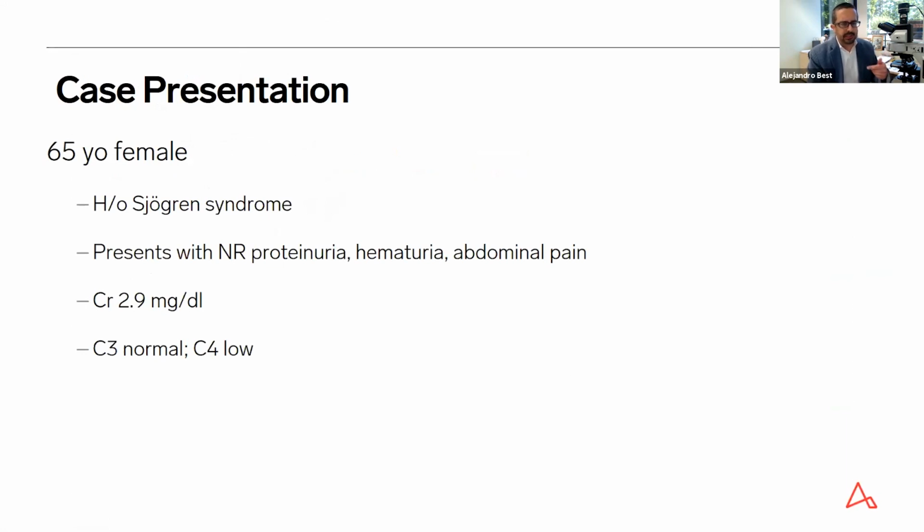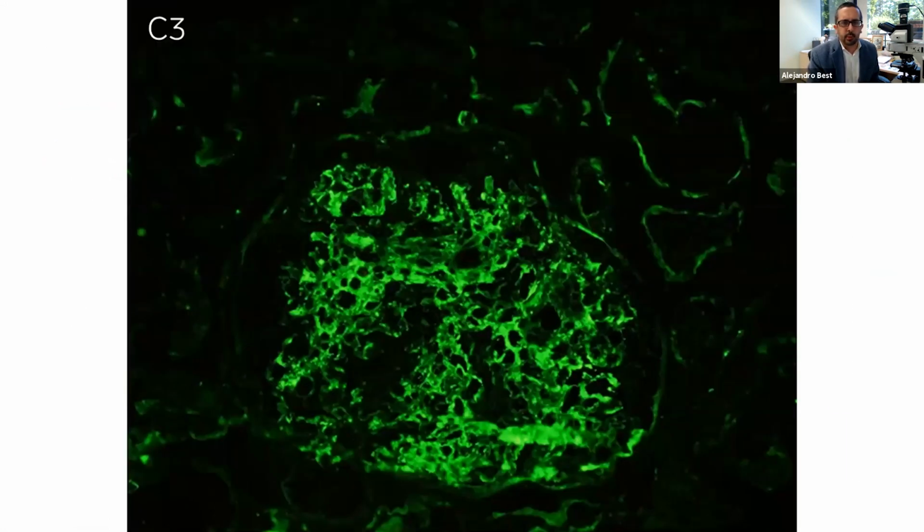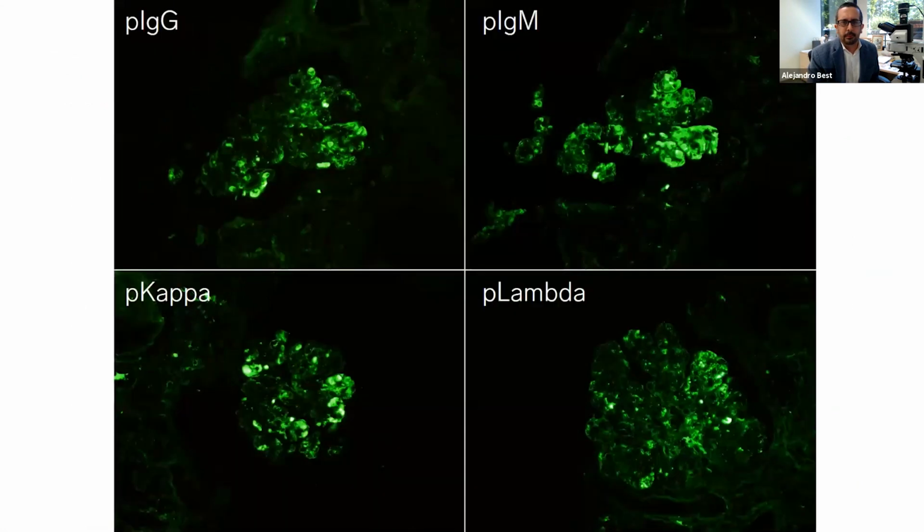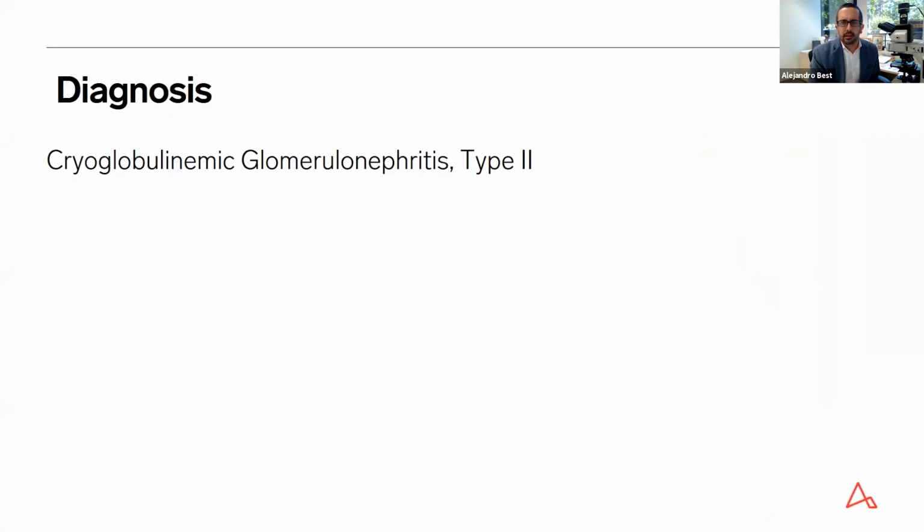I was going to show another case, but let me skip it so we can get to the discussion. Basically, you can use the same morphology for a type 2 cryo, but in this case, instead of being IgM kappa deposits like in the previous, you can have more staining with IgG, IgM, kappa, and lambda, and we're going to talk about this in a second, so bear with me.